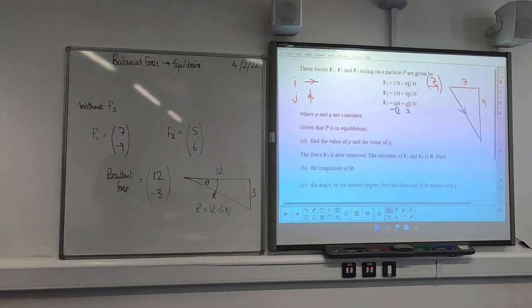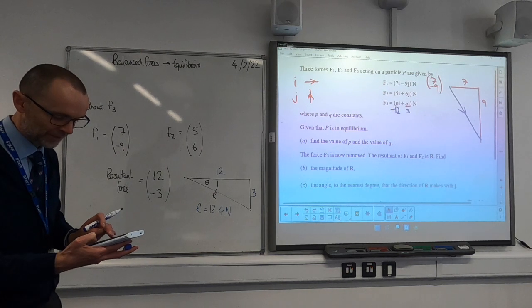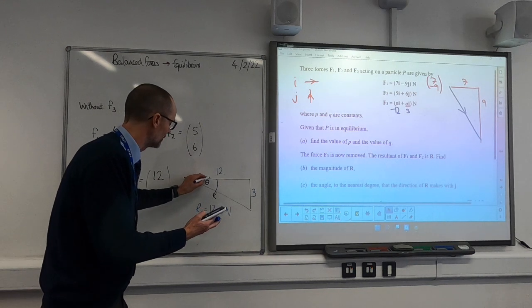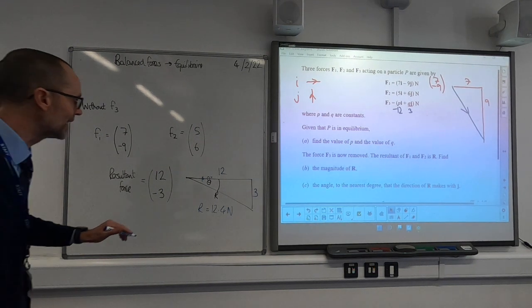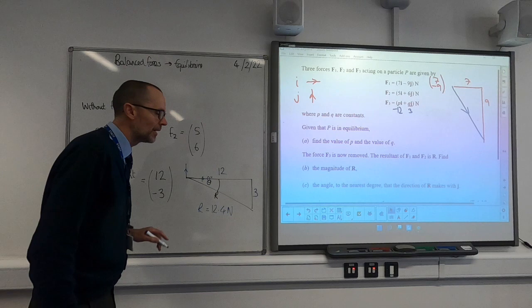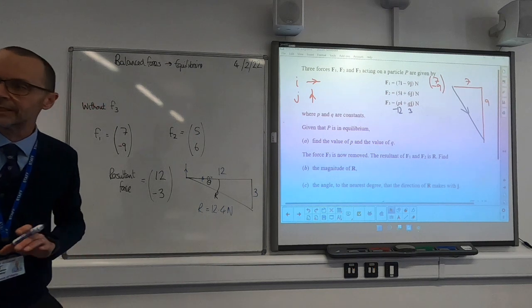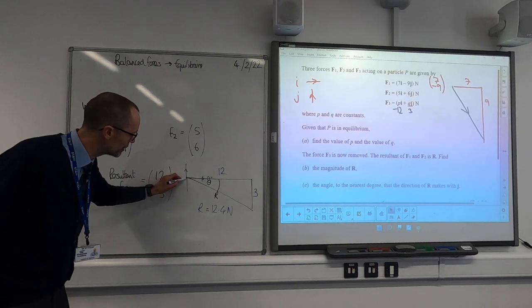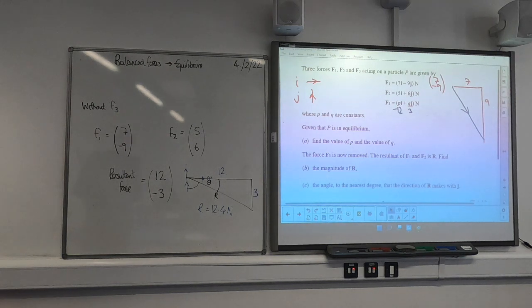So the magnitude of the force is 12.4 newtons. This angle here is shift tan of 3/12, which is 14.0 degrees. But the question says the angle that it makes with J. Now J is a vector going in that direction. So the actual answer is 104 degrees. Now that could be misinterpreted because of course J, you could have drawn J there. So why was it 104 degrees and not 90 minus 14?